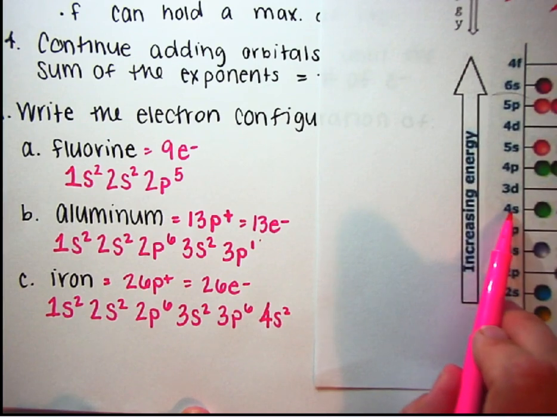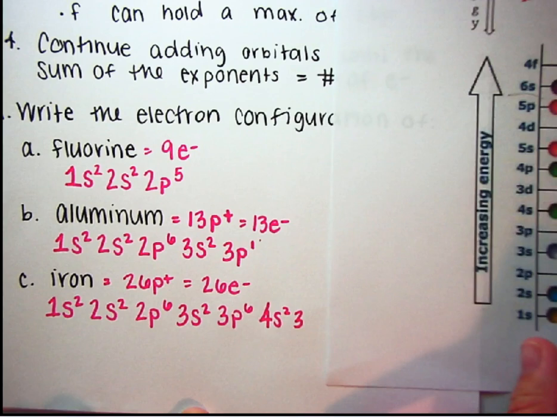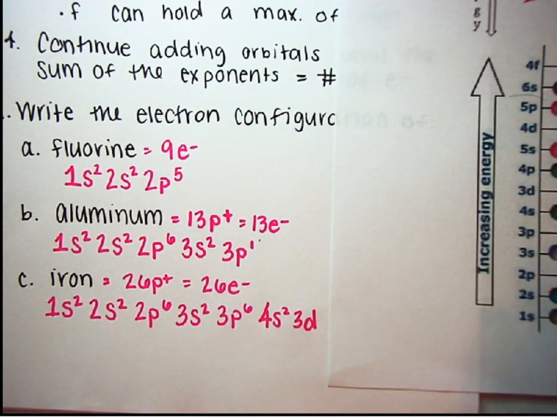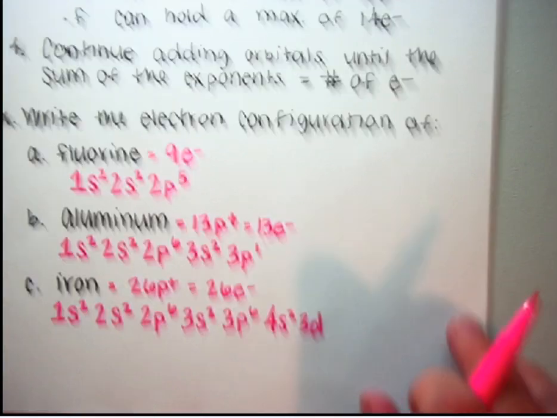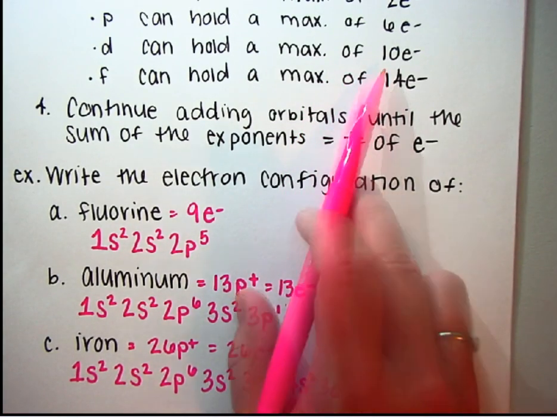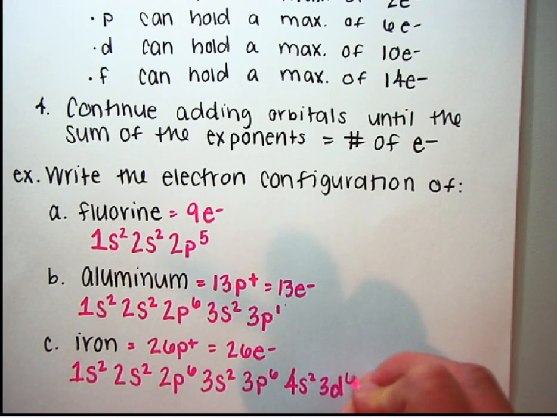After 4s comes 3d. We haven't done a d orbital yet, so let's look back at our steps. D could hold a maximum of 10. But in this case, we've already placed 2, 4, 10, 12, 18, and 20 electrons. I need to get to 26. So I'm going to end in 3d6.